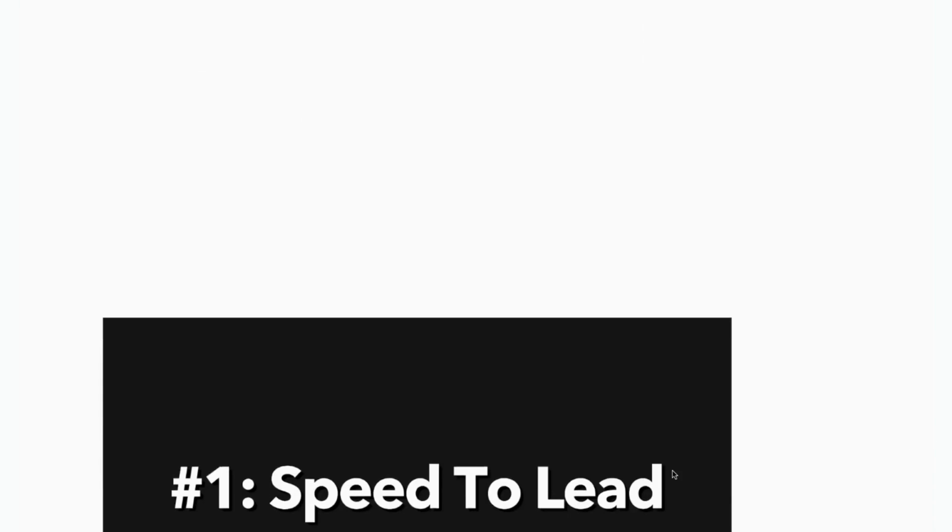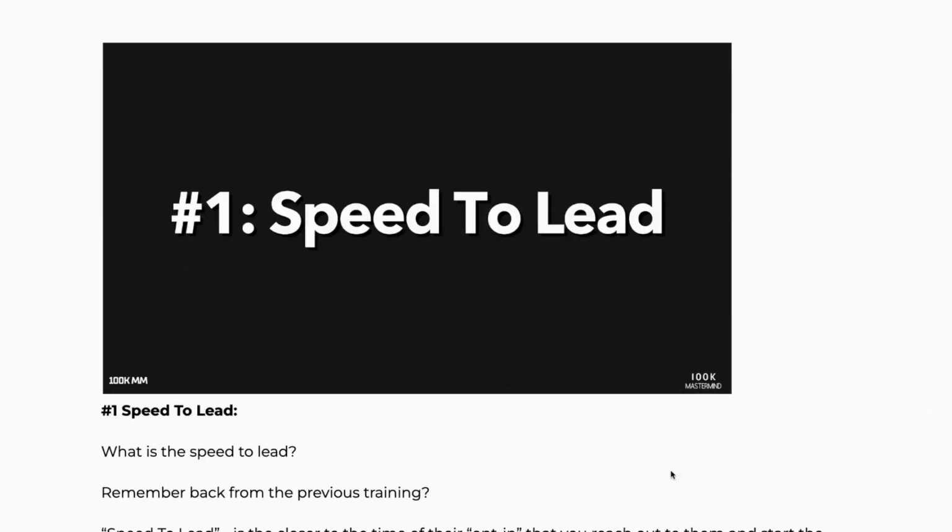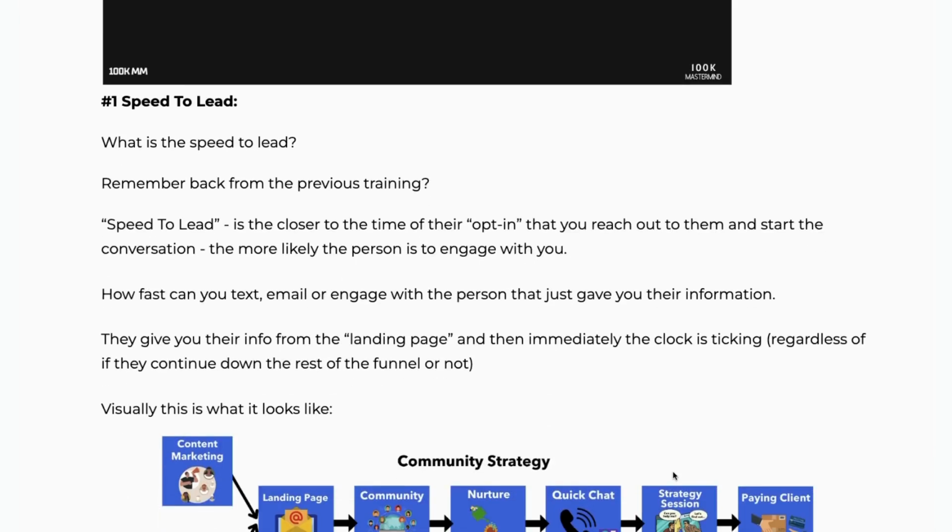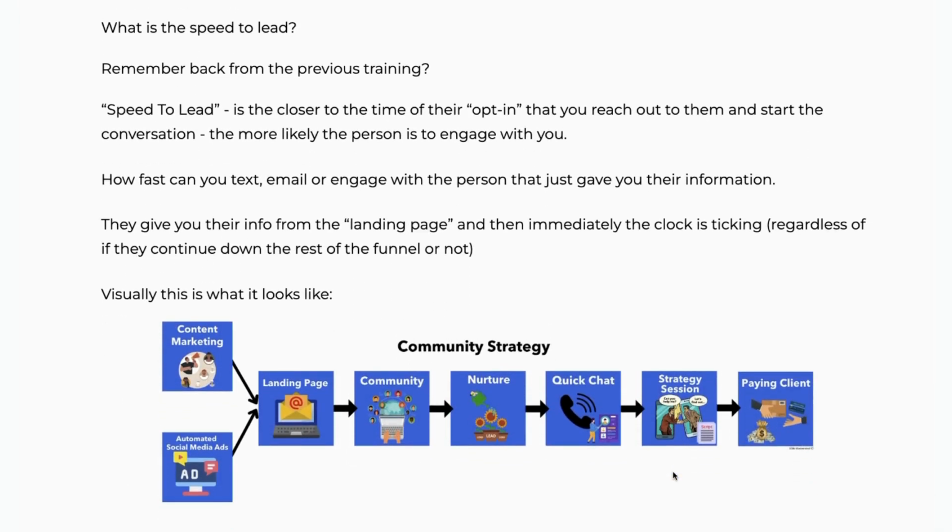So best practice number 1 is going to be my favorite, speed to lead. Okay, what is it? So what is speed to lead? Now remember, back in the previous training, speed to lead is the closer the time to their opt-in. So somebody comes in from your marketing efforts, right? They come in, they hit your landing page, they give you their information, and within 5 minutes, you're able to call them, engage them, text them.